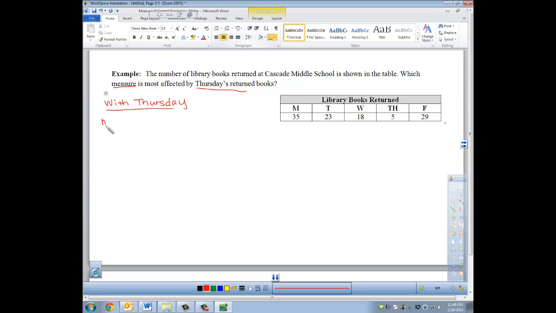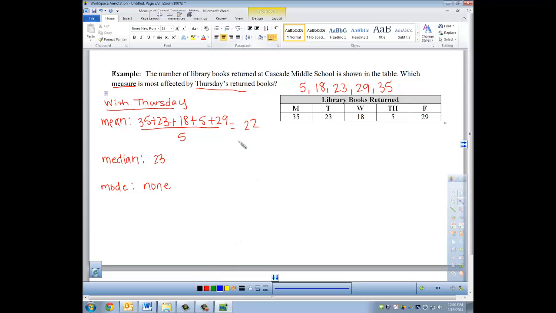So with Thursday, the mean would be 35 plus 23 plus 18 plus 5 plus 29. There are 5 days, so divide by 5. And we're going to get 22. The median, we need to put it in order from least to greatest, so I'm just going to put that up here. We got 5, 18, 23, 29, and 35. So here my median is 23. And my mode, there is no mode. Nothing appears more than anything else, so none.